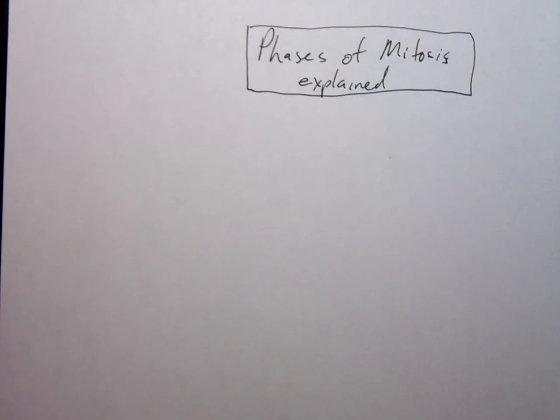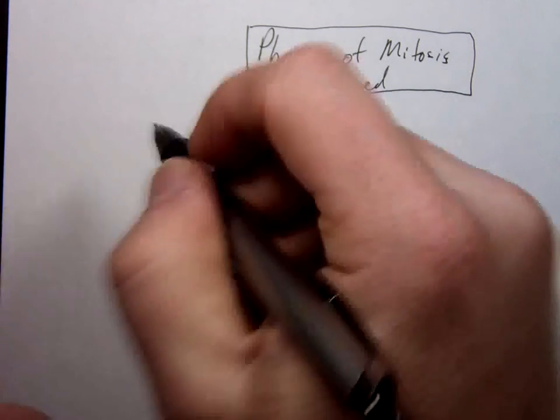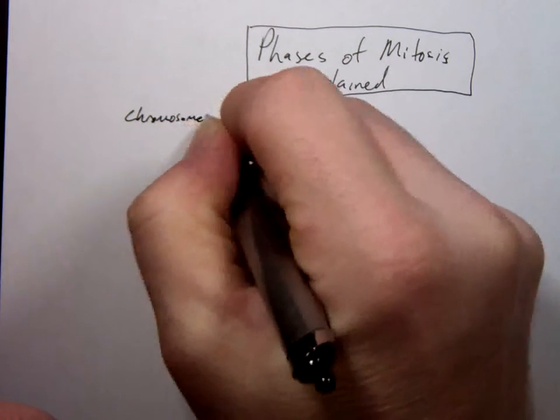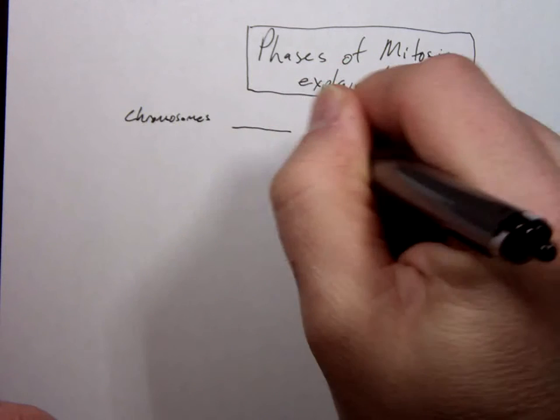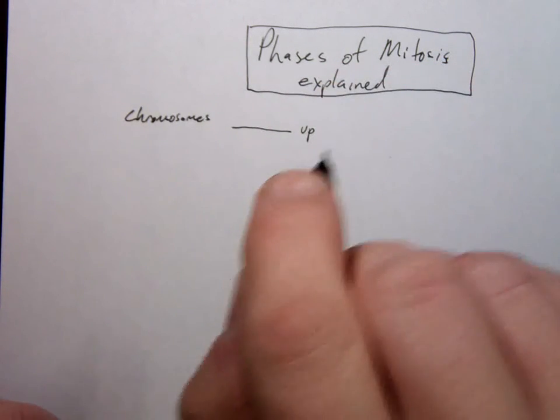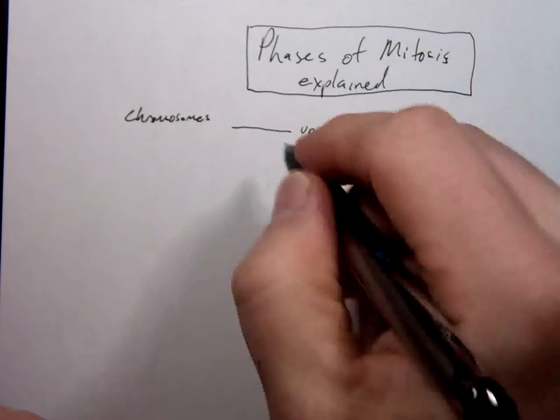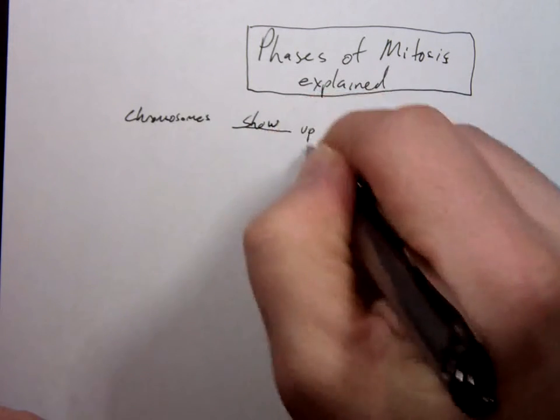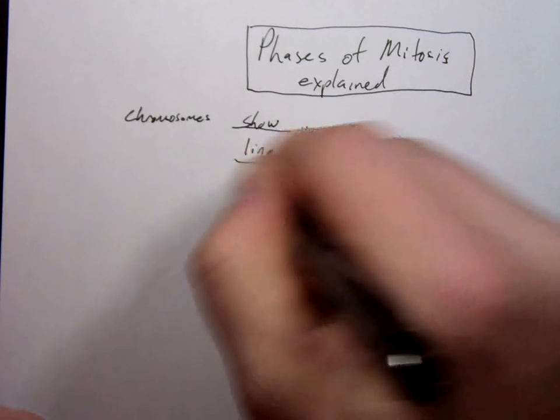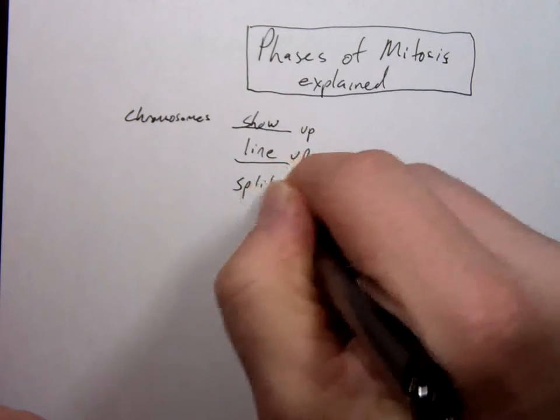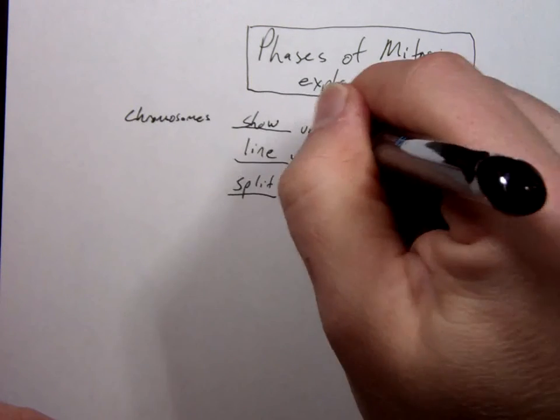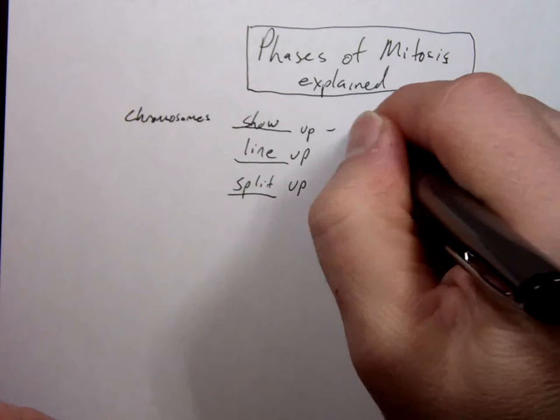The three main things ended with up. What were they? Chromosomes will blank up. That's one of them. They will show up. They will line up. And they will split up.